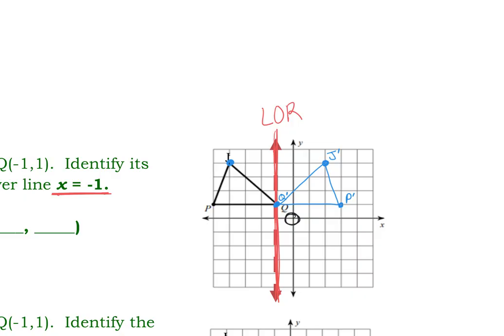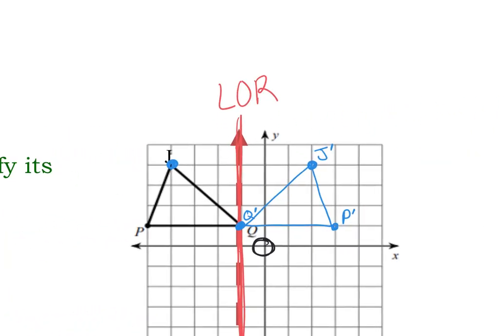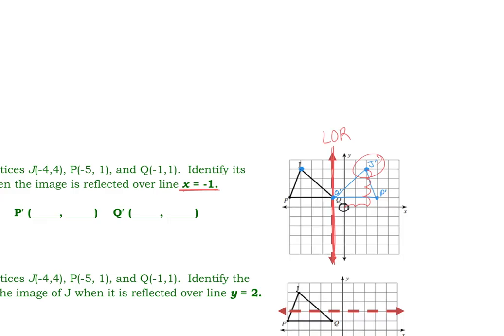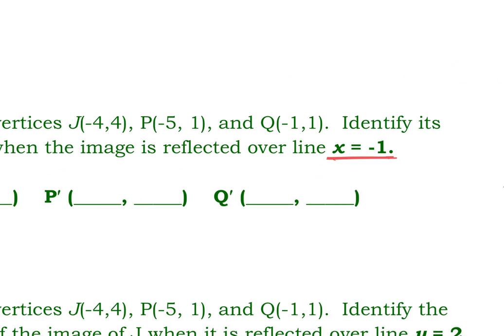Now we're going to go ahead and list the coordinates. So we've got to read the coordinates. So J prime, located here, counting from the origin, we have to move to the right 2 and then up 4. So the coordinates for J prime are going to be 2, 4. And then going again for P prime. P prime's located right here. We got to move to the right 3, up 1. So that's going to be located at 3, 1.